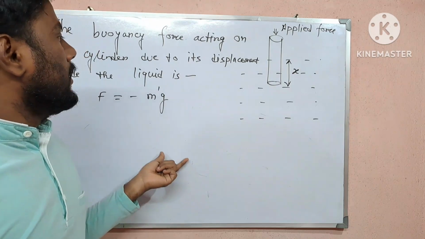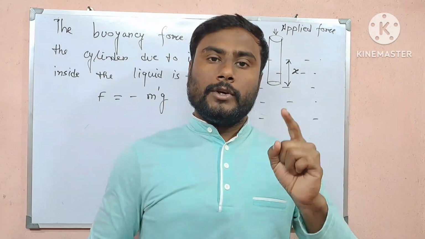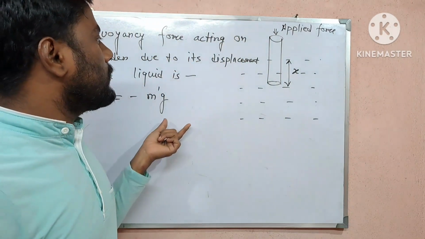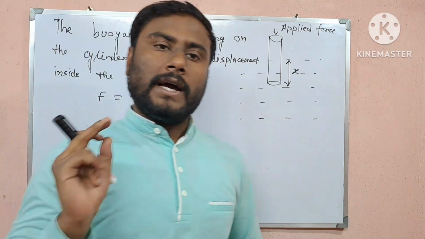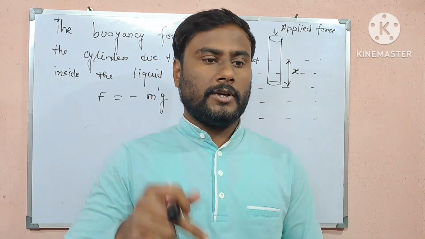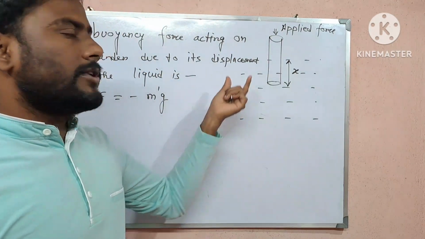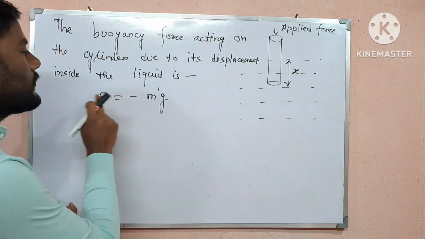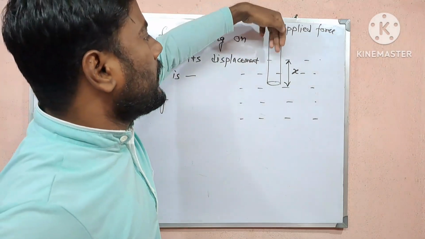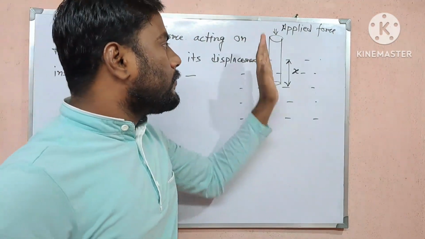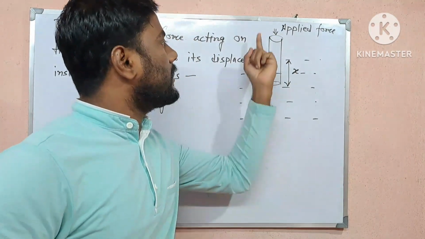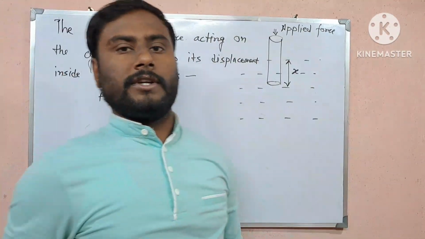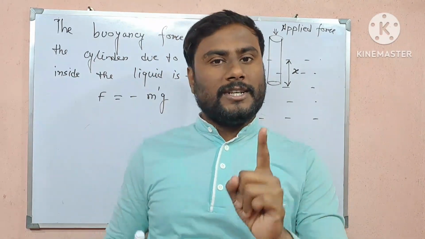According to Archimedes, the volume of the displaced liquid will be equal to the volume of the object that is immersed inside it. So if we know the volume of the displaced liquid, then easily we can calculate the mass of the displaced liquid. And why do we take this negative sign, sir? Because the displacement is in the downward direction and the buoyancy force that will act on the cylinder will act in the upward direction. Since displacement and buoyancy force are opposite to each other, that is why we take the negative sign here.